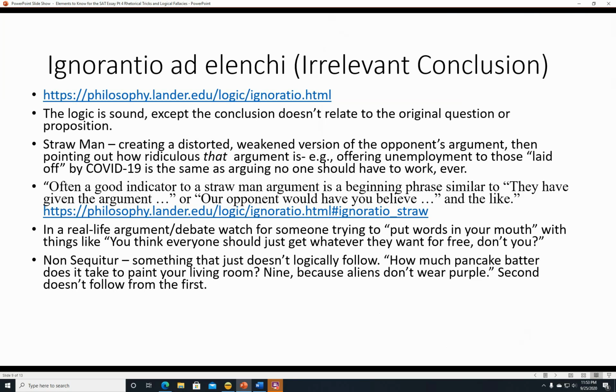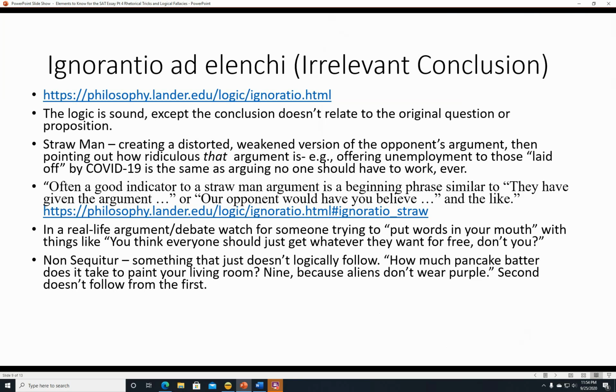I don't know if you've ever had an argument. I've known people who would start an argument, and when I would show them why they were wrong, they would change the premise. So, oh, but you would agree with this. I'm like, well, sure, I'd agree with this thing, but that isn't what we were arguing. That's all that is. So, for example, a straw man is creating a distorted, weakened version of the opponent's argument. It's kind of a weaker version of the really ridiculous ignoratio elenchi arguments. It creates a distorted, weakened version of the opponent's argument, then points out how ridiculous that argument is.